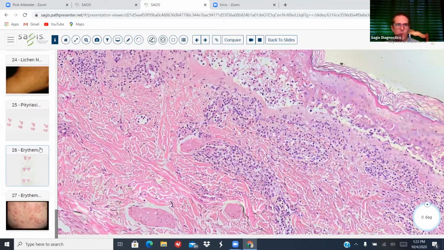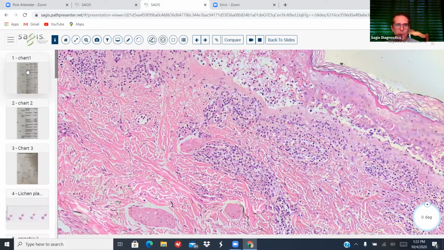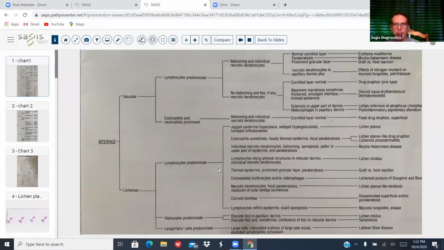Okay, well, let me go back to the initial slide here to sort of wrap it up. I want to thank everybody for their attention today. I know it was sort of the same pattern over and over again, but I think it's important because tests of knowledge, they like to give you interface dermatitis, and you have to differentiate between those. And I think using this pattern analysis of lichenoid versus vacuolar, then breaking it down into its inflammatory component, and there's some other things I didn't talk about.